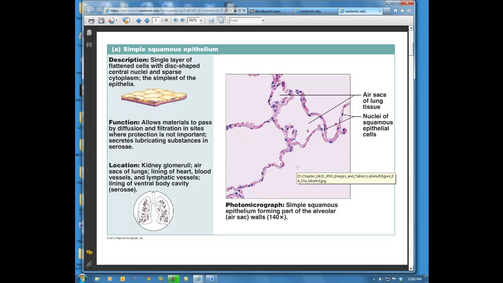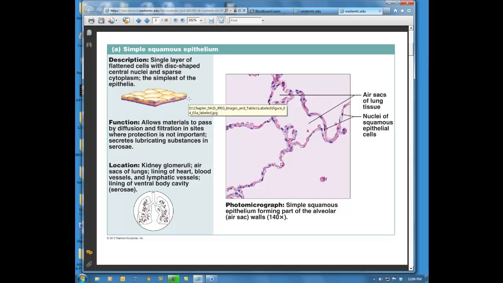The first name typically tells us how many layers of cells are involved. The term simple means 1 layer of cells. So a simple squamous epithelium has 1 layer of cells. Squamous, the second name of epithelial cells, tells us the shape of those cells. So squamous is flattened, or think of it as squashed, flattened cells. So simple squamous means we have 1 layer of flattened cells.